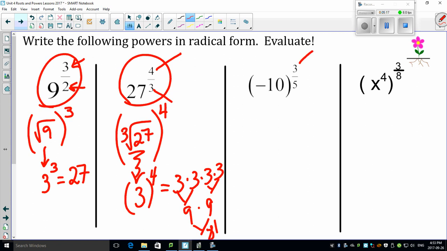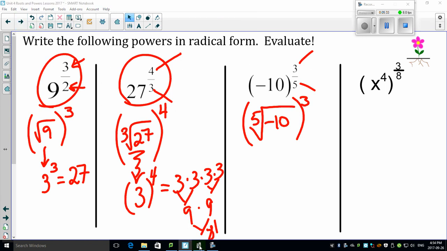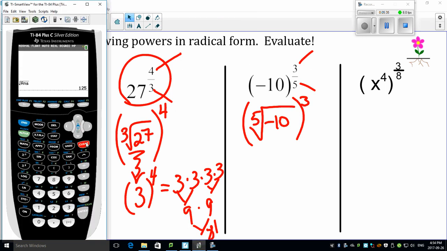Okay? Look at this one. There's the power. There's the root. Okay? So it's the 5th root of negative 10 cubed. Now, the only problem with that then is that, how do you evaluate that? What is the 5th root of negative 10? Well, I don't know either. So that's one of the ones that you'll have to bring up your calculator for. Hit clear and go, okay, I want the 5th root.